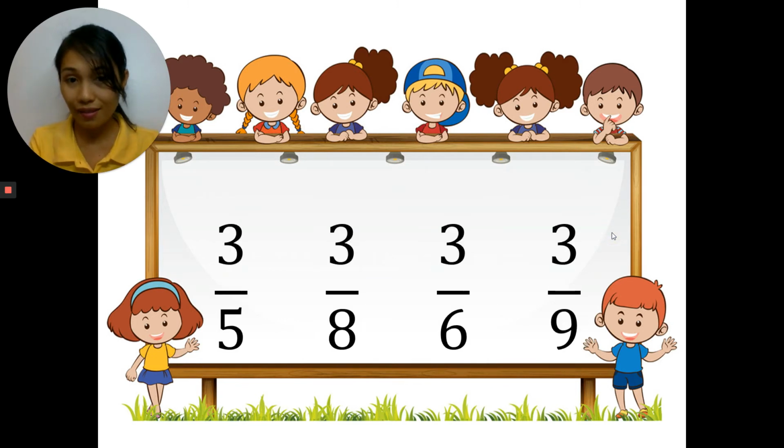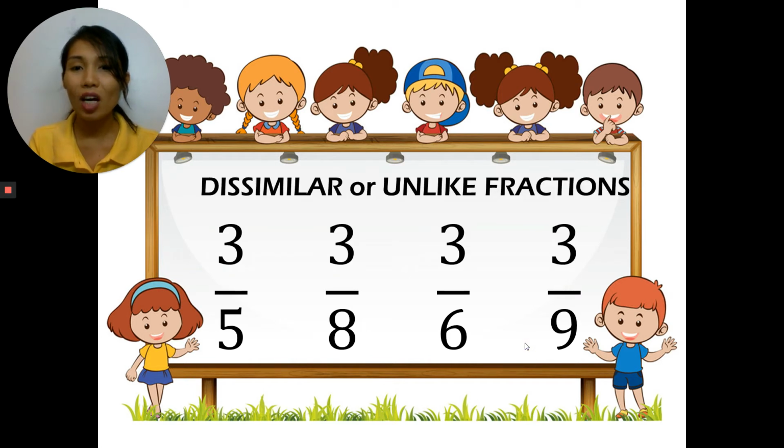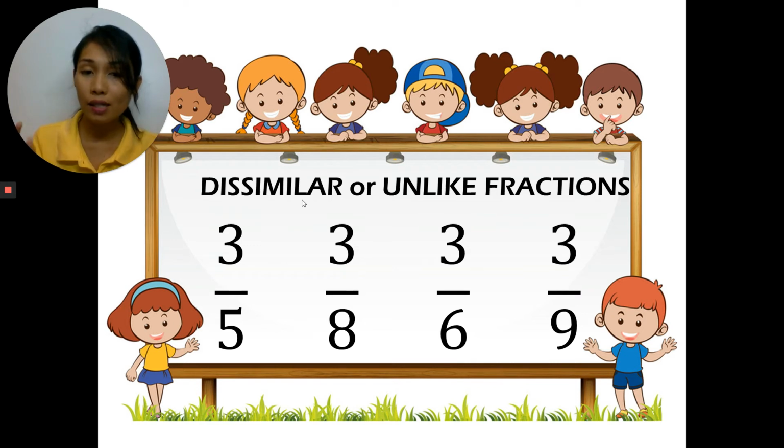And okay, how about this? The numerators are the same, but the denominators are not. So are they similar or dissimilar? They are dissimilar. Why? Because we identify dissimilar and similar fractions by their denominators. Numerators are not included. It doesn't matter if the numerators are all the same or not, as long as the denominators are not the same, then that's a dissimilar fraction.